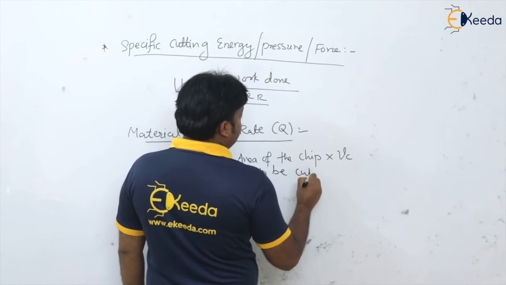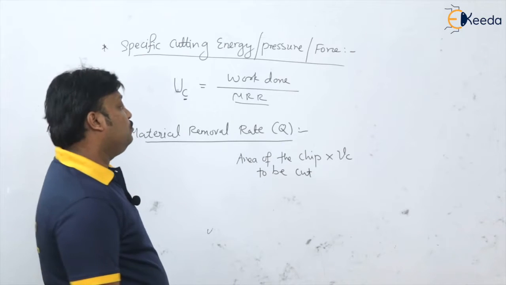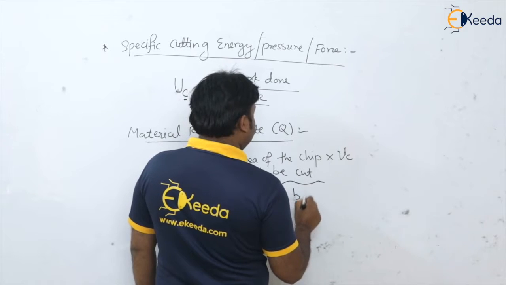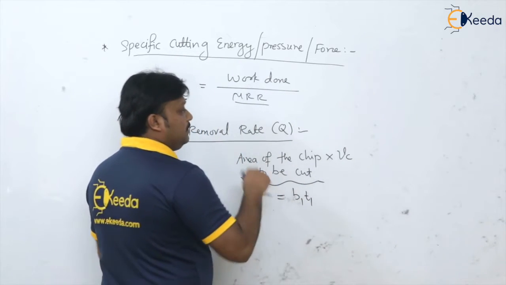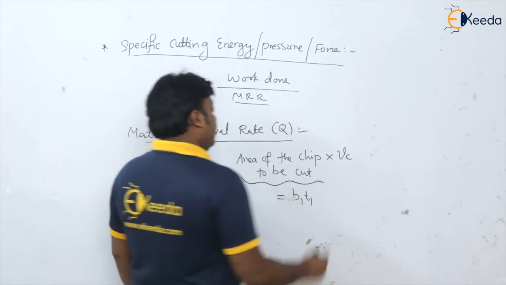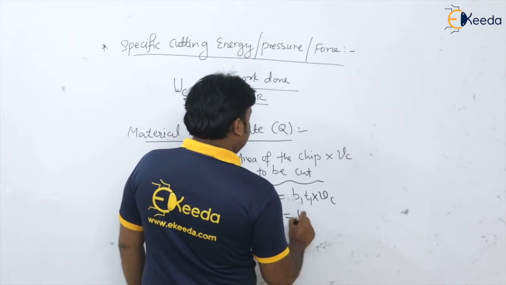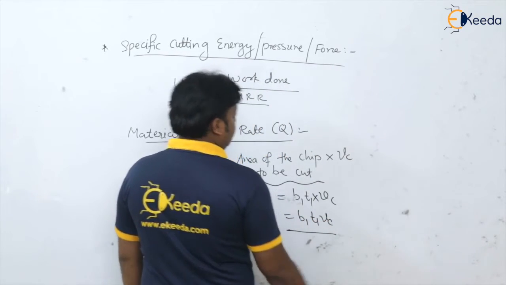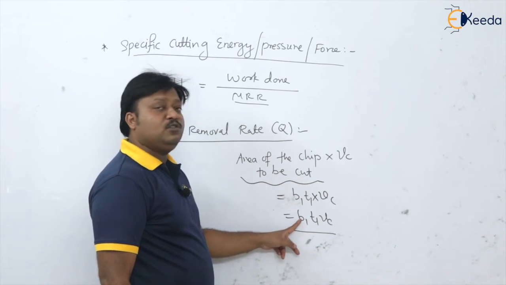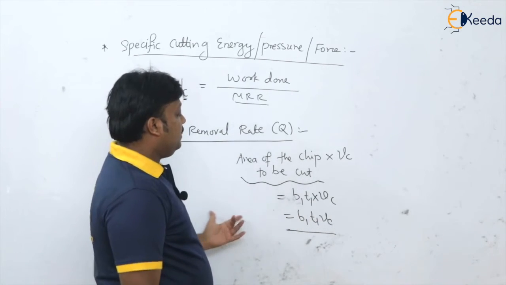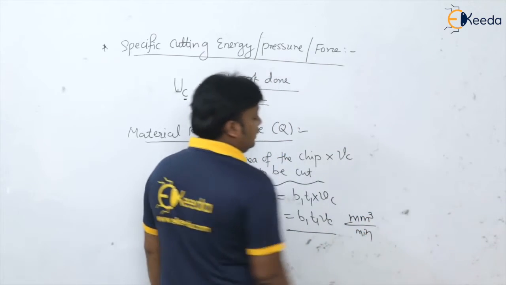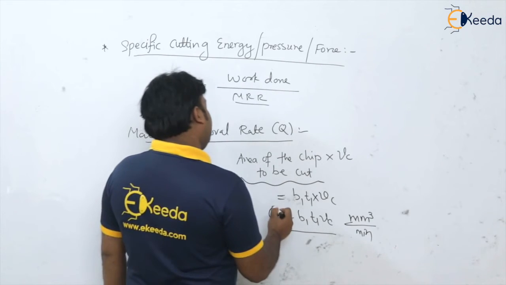Please remember, the area of the chip that is going to be cut, into Vc. So what is the area of the chip to be cut? That is B1 into T1, isn't it? And in a cutting operation, this B remains constant. Either you can write B1 or B, same only, into Vc. So MRR is B1 into T1 into Vc. The chip is going to be cut from the material having undeformed chip thickness T1 and chip width B. Then the MRR will be in millimeter cube per minute. This is our value of Q.